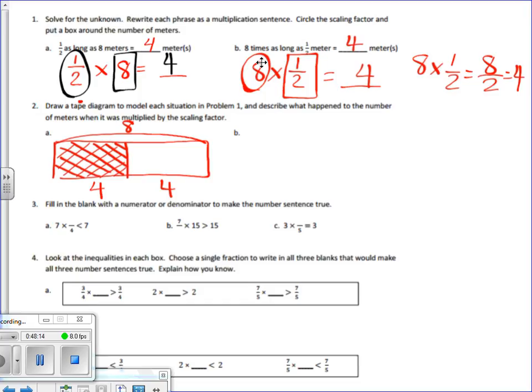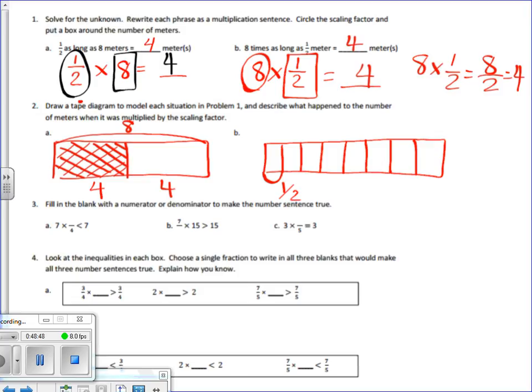So this one, if I had something that was half a meter long and I had 8 times as many, there would be 8 pieces. 3, 4, 5, 6, 7, 8 of them. And each of them would be 1/2. And the total would be 8 halves. It would be 1/2. What is it? 4. How is it 4? There's 8 of them. Each one is a half. The total would be 4. I thought the total was going to be 8.